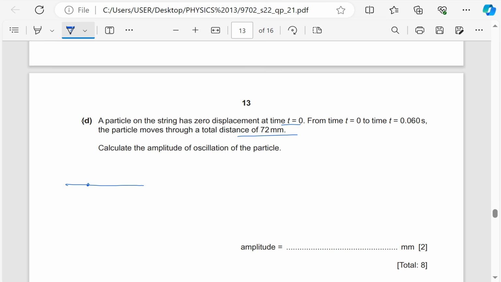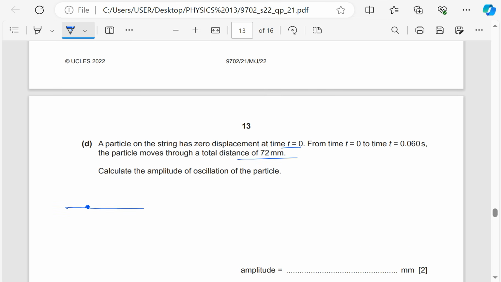So I'm going to take a particle which has zero displacement here at time t equals 0. First of all, I have to find out how many cycles the particle will have moved between t equals 0 and t equals 0.06. Remember, the period was 0.04 seconds. So the number of cycles is the total time, 0.060, divided by the time for one cycle, 0.04 seconds. I think this is 1.5 cycles.